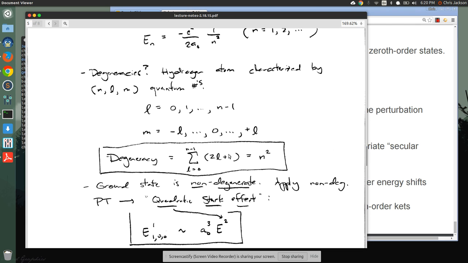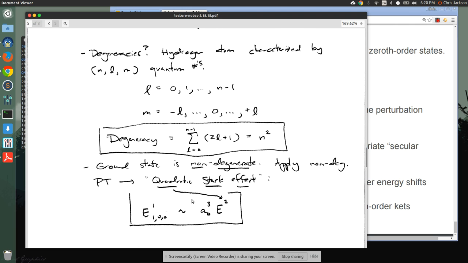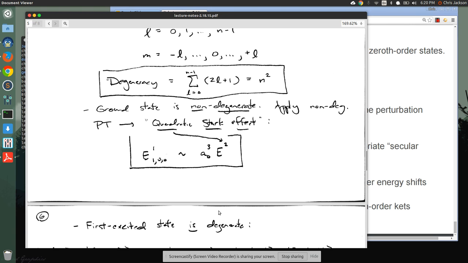And so the degeneracy is going to be 2l plus 1 coming from the m, and then we sum over all values of l. And we've shown this before, that the degeneracy of a particular energy level of the hydrogen atom goes like n squared. So the hydrogen atom is a highly degenerate system once you get beyond the ground state. The ground state, like I said, was non-degenerate, so we could apply non-degenerate perturbation theory, and we did that last week. It's called the quadratic Stark effect, and we found that this went like E squared, where E here is the electric field.